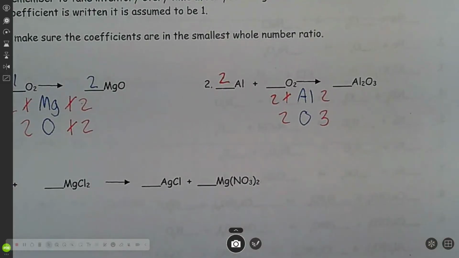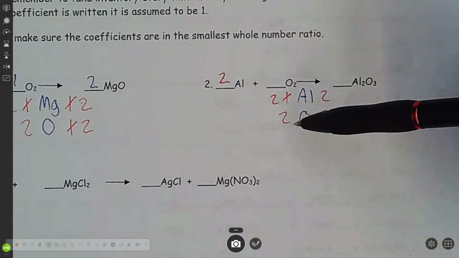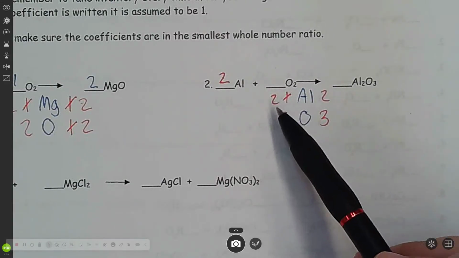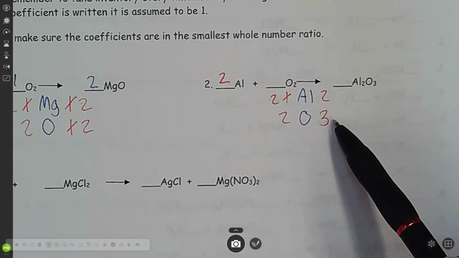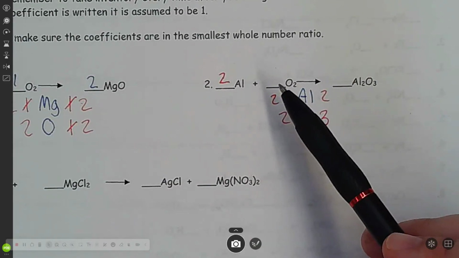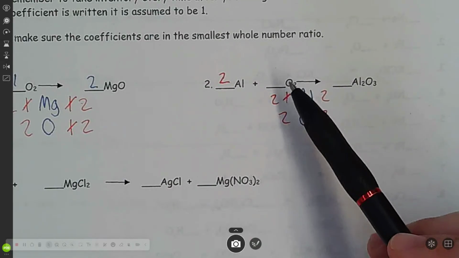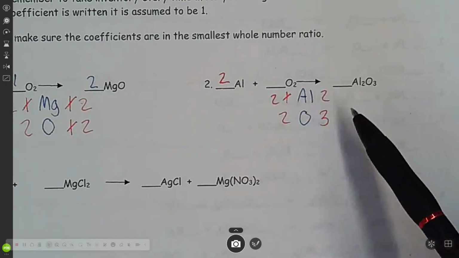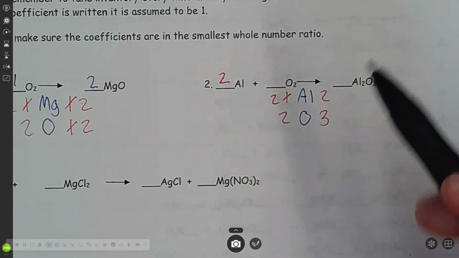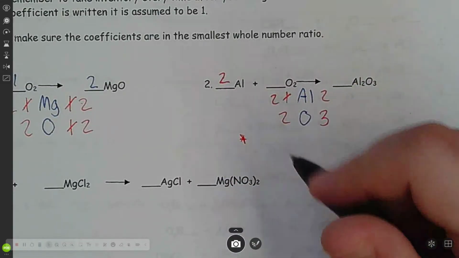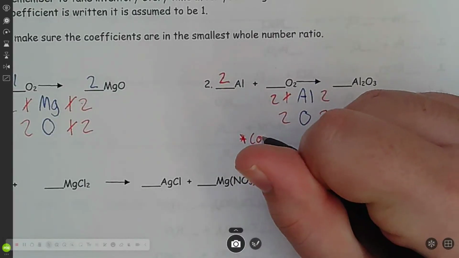Oxygen is kind of weird though. We want this left side to equal the right side, but we can't multiply this 2 by anything to equal the 3. Okay? We can't do 1.5. You can't have half of a molecule. So what we actually need to do here is find a common factor. And 2 and 3 is a pretty easy one. They have a common factor of 6.